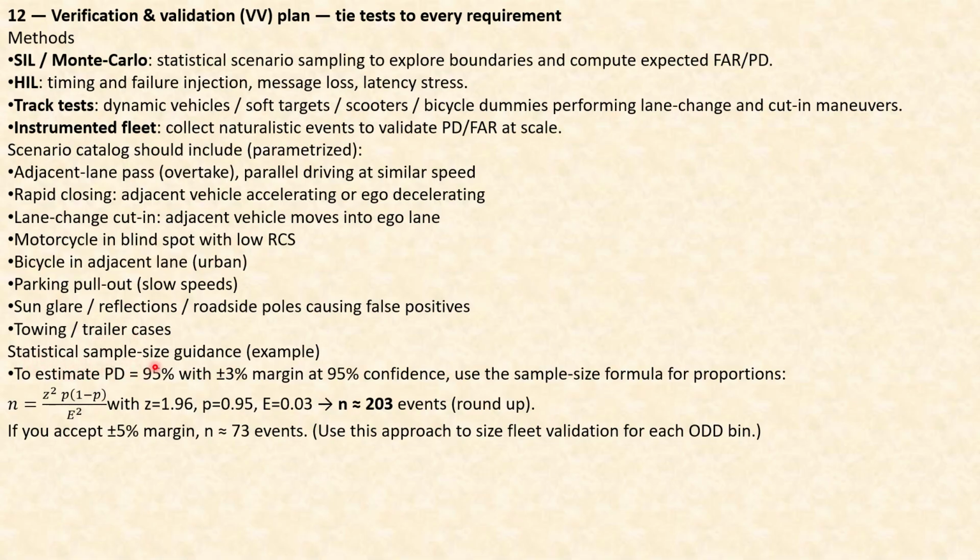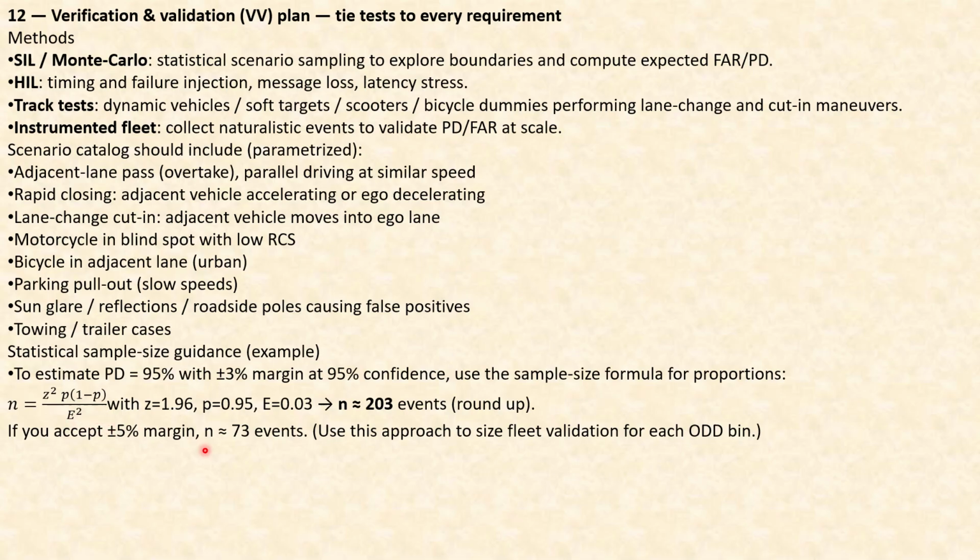Now, statistical sample size guidance example. To estimate PD equal to 95% with plus or minus 3% margin at 95% confidence, use the sample size formula for proportions. The formula is n = z² p (1 − p) / e², with z = 1.96, p = 0.95, e = 0.03, and finally n = 203 events total, rounded up. Even if you accept a 5% margin, n = 73 events.